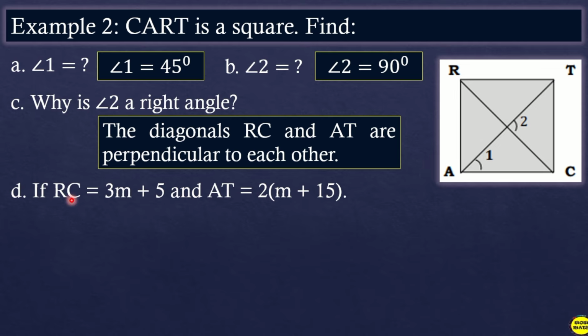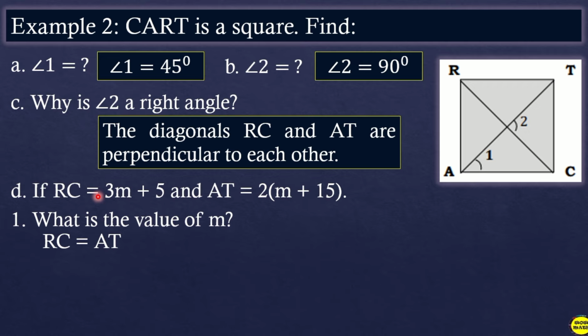Okay, letter D. If RC, so yung diagonal RC natin is 3M plus 5, and yung diagonal AT natin is 2 times the quantity of M plus 15. So, what is the value of M? Okay, kunin natin yung value ng M. So, paano natin kunin? Alam natin na ang diagonals ng square are congruent. So, therefore, RC is equal to 80.